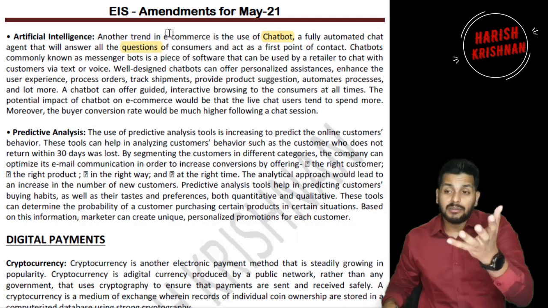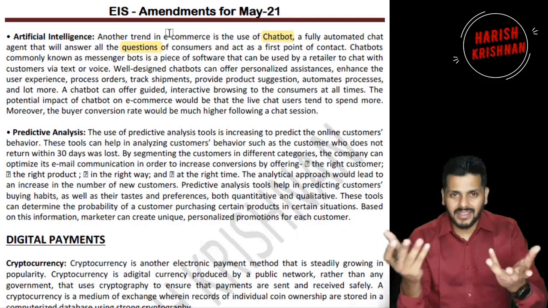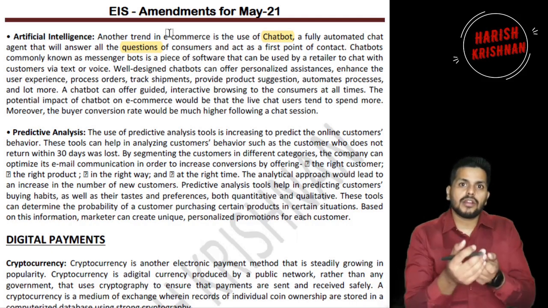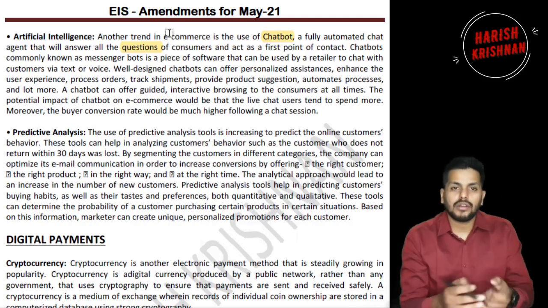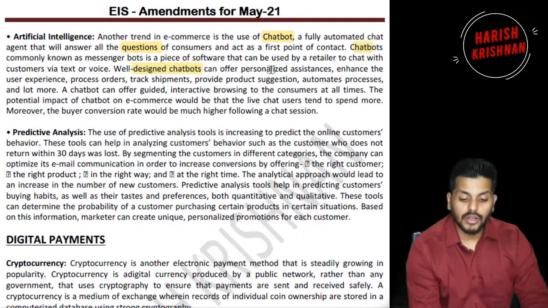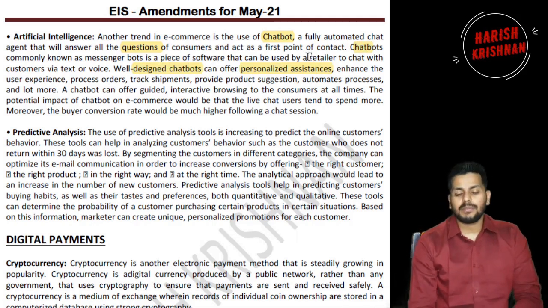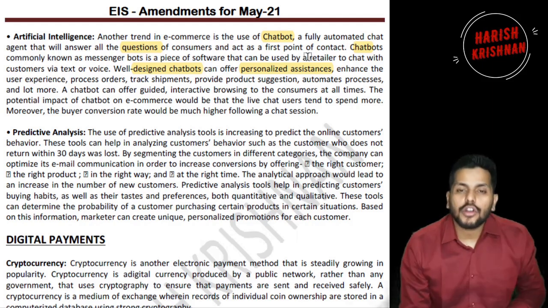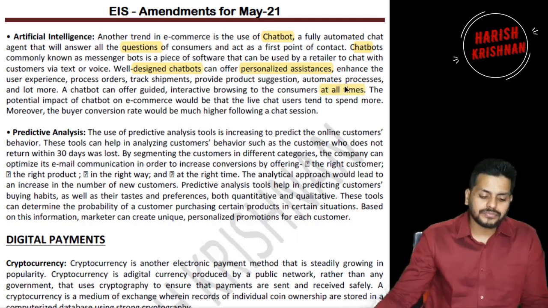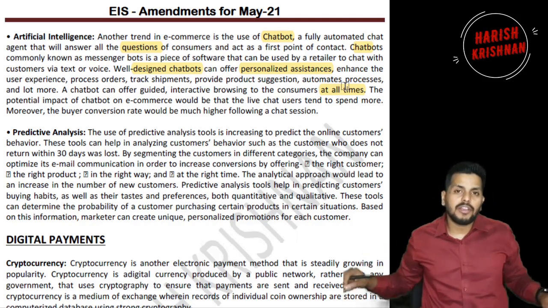Like anybody on Swiggy or Zomato, when you want to complain, you can talk to the Swiggy bot. Everywhere it is there. I just picked up the example of Swiggy because many of you might have done that. We order some food, they don't deliver it properly, or packing is not good, we can talk to those chatbots, right? Well designed chatbots can offer personalized assistance, enhance the user experience. You can track shipments. All I'm saying is you can use the concept of artificial intelligence to interact with customers at all times.